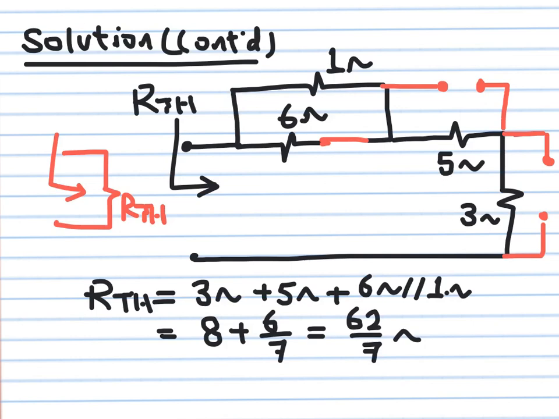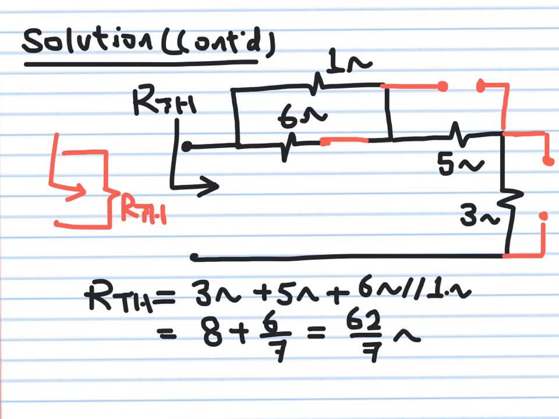Okay, so now if you take a look at this one, what is the input resistance you see? You see that 3 ohm is in series with 5 ohm, and these two are in series with the parallel combination of 1 and 6. So we get 3 plus 5 plus 6 in parallel with 1. 6 multiplying 1 over 6 plus 1 will give you 6 over 7. You add to that 8. This will give you 56 plus 6 will give you 62 over 7 ohm. So this is the Thevenin resistance.